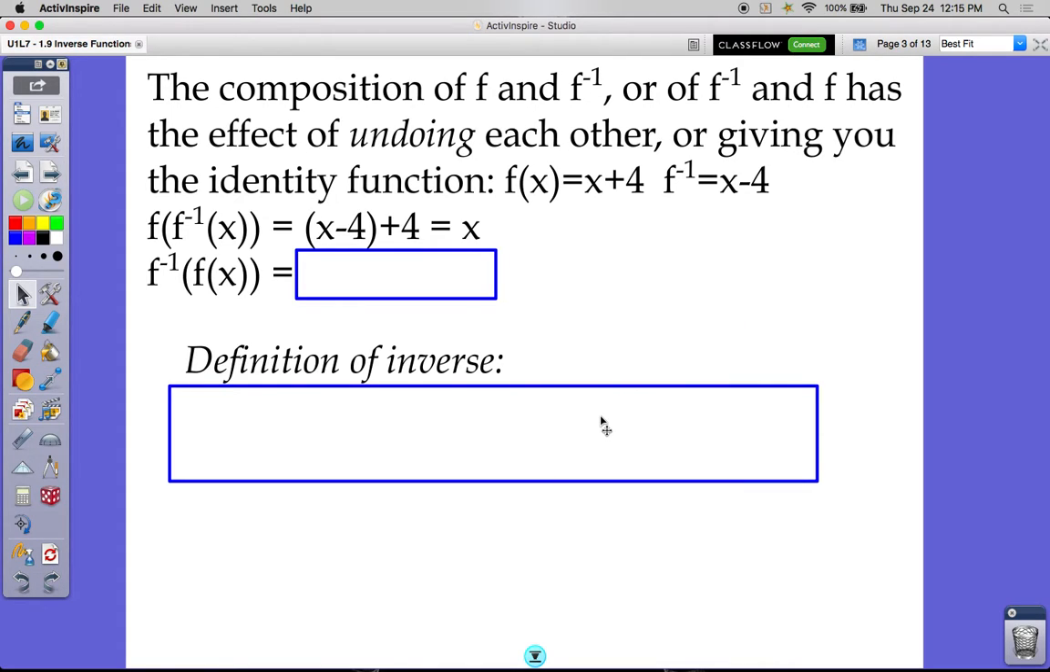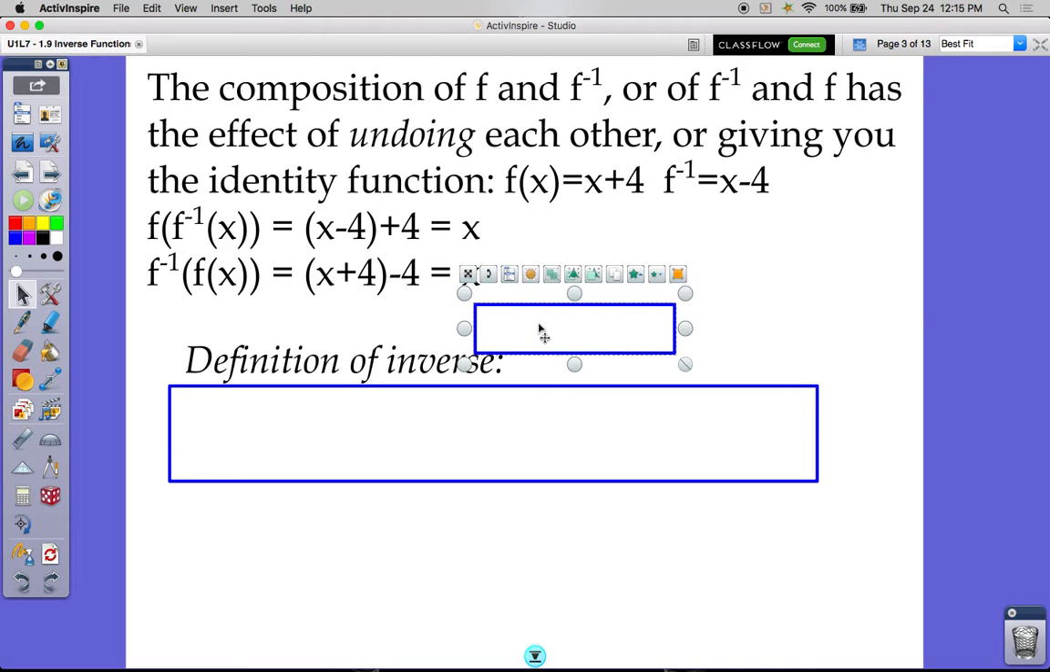Likewise, if I take the inverse of a function, so when I do the composition of f inverse of f of x, I'm going to substitute x plus 4 every time I saw an x in the inverse, and then subtract 4 when I'm done. And for the same reason, 4 minus 4 will cancel. I get just x. So what that tells us and helps us identify is the actual definition of an inverse.